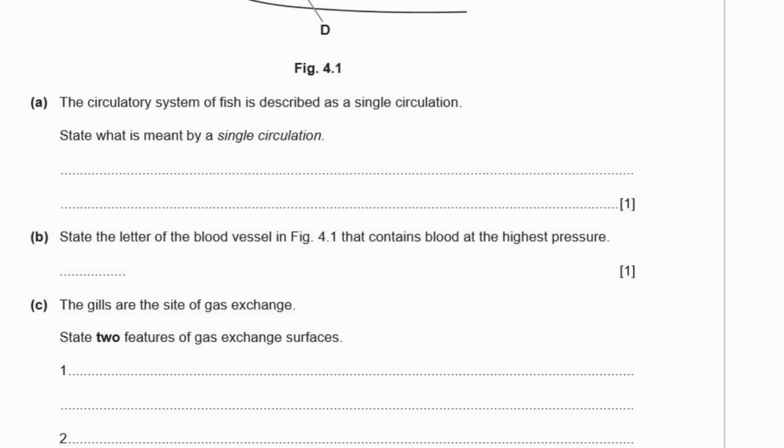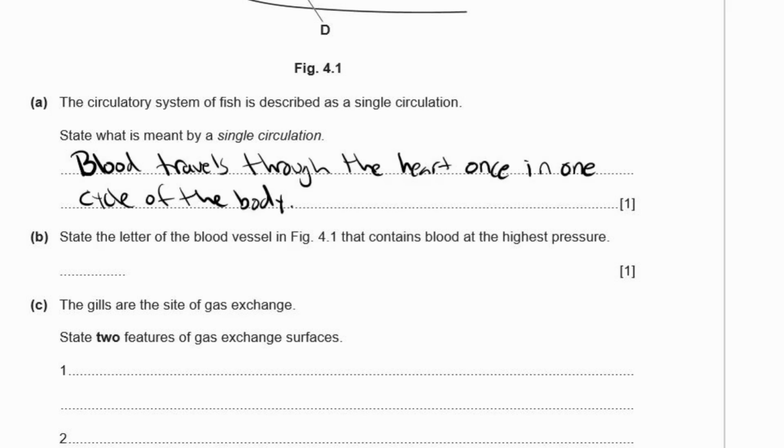So, we have a double circulation because our blood goes through the heart, then it goes to the lungs, then it goes to the heart again, then it goes to the body. So in a fish, blood travels through the heart once in one cycle of the body. That's what makes it single circulation. Okay, it goes through the heart, then it just goes to the body, then it goes to the heart. And the gills are on the way to the rest of the body.